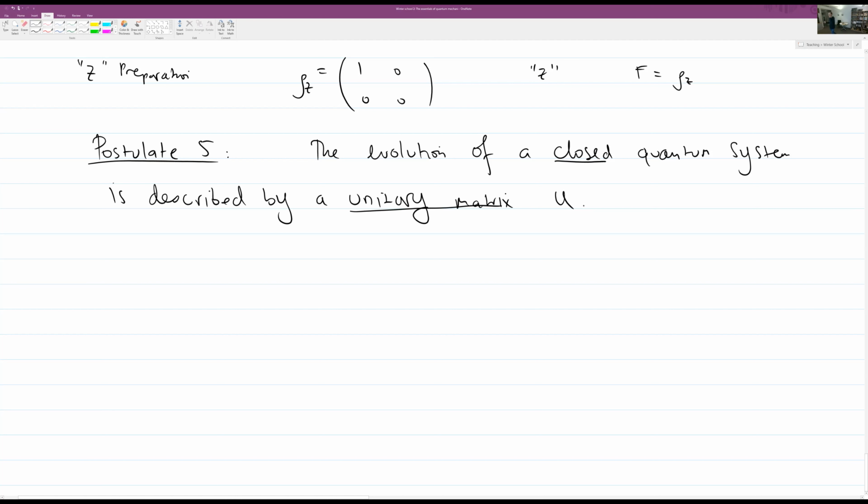Doing quantum circuits already. The evolution of a closed quantum system is described by a unitary matrix U, and U has to act on our Hilbert space. Now, maybe you don't remember what a unitary matrix is. A unitary matrix is one where if you take the adjoint, multiply it by U, you get the identity I, and that is the same as if you do U times U dagger.